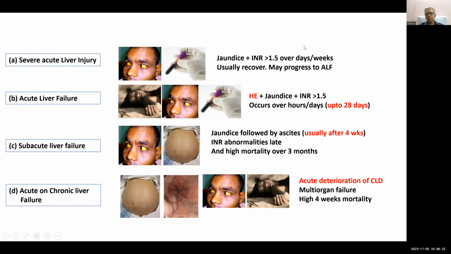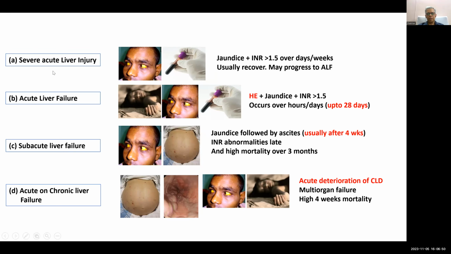Before I talk to you about more details about the clinical manifestation, let's get our basics about what we are really talking about in terms of what this disease entity is, because liver failure is a common umbrella term which you'll hear, and there are multiple implications of this term. So let's talk about the semantics.